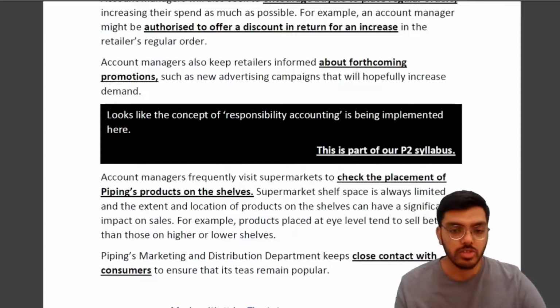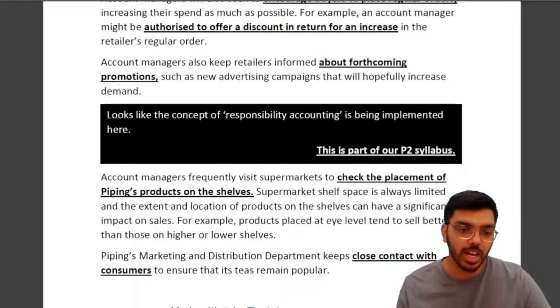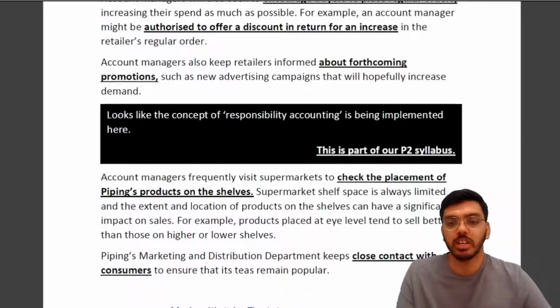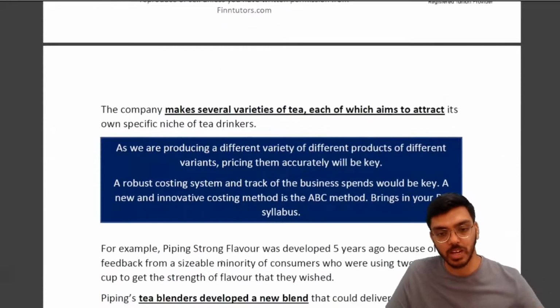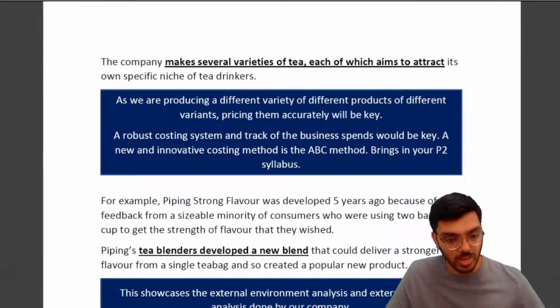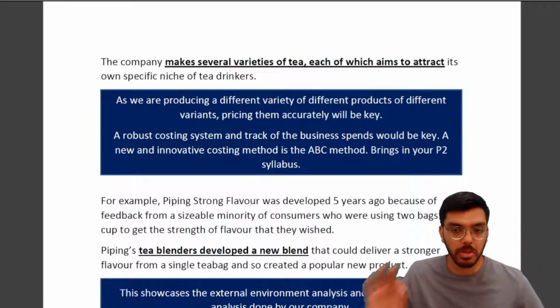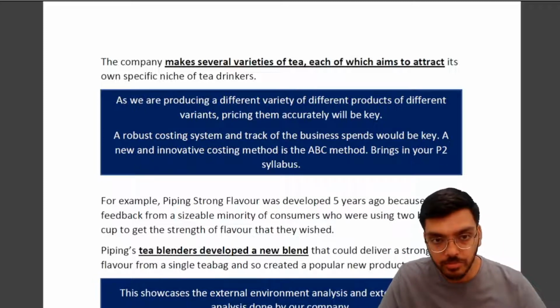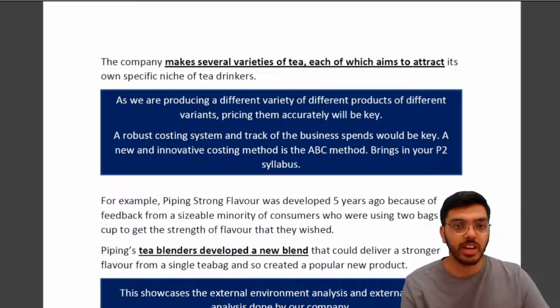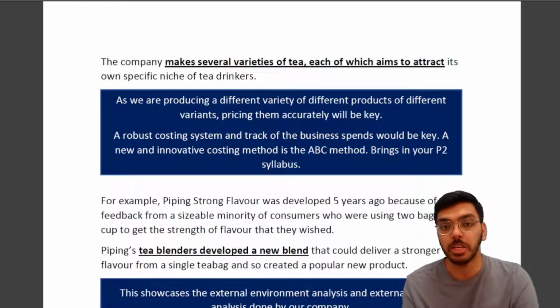Piping's marketing and distribution department keeps close contact with consumers to ensure that their teas remain popular. Everything is about branding, advertising, being out there, so that whenever anybody thinks tea in Northlandia, Piping is what should come to mind. That is the thought process of your company here. The company makes several varieties of tea, each of which aims to attract its own specific niche of tea drinkers. So different varieties of tea are being made.